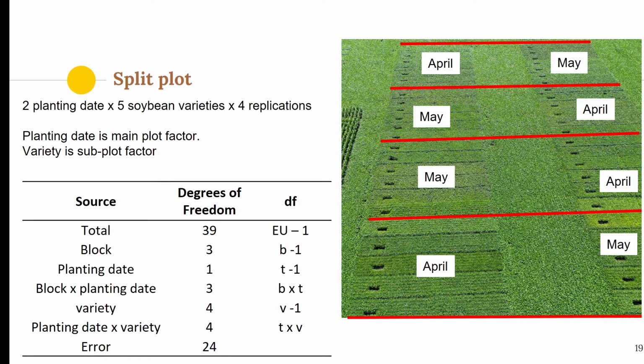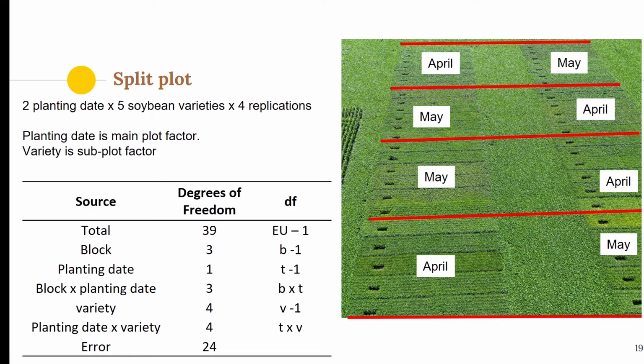And within each planting date, I planted 5 soybean varieties. So I have one of 5 soybean varieties in every planting date, 2 planting dates in every replicate, 4 replicates, so 40 experimental units in total. And by the way, you see those little holes in each plot. Those are biomass sampling. The graduate student, Seth Ritzma, took biomass samples in each of those plots.